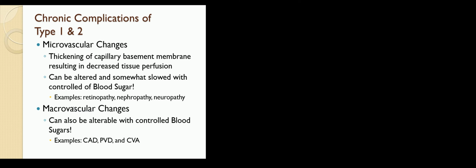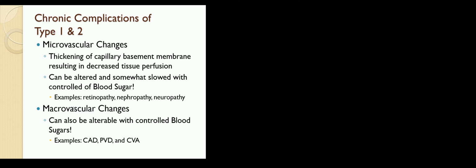You've got microvascular versus macrovascular changes. Of course, micro meaning small. So we're talking about thickening of things like the capillary basement membranes, and if you do that, of course, you decrease tissue perfusion to those areas. So things would be like retinopathy, neuropathy, and nephropathy. So you're affecting the kidneys, the brain, the eyes constantly when you keep blood sugars high.